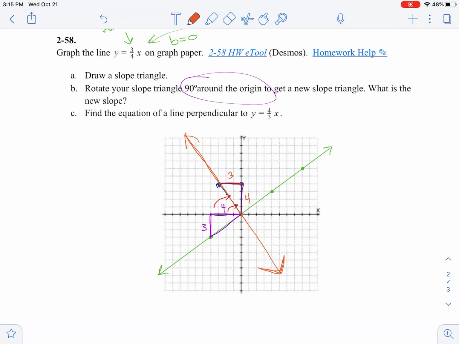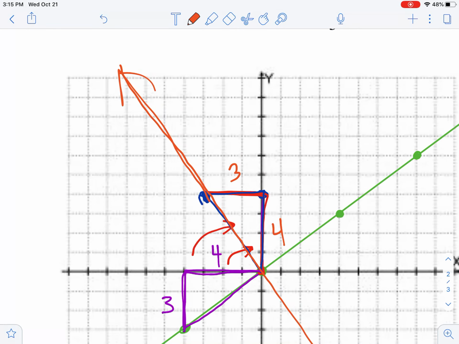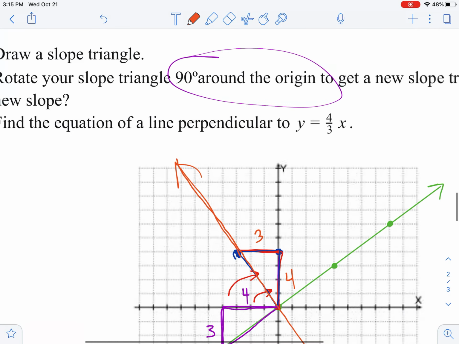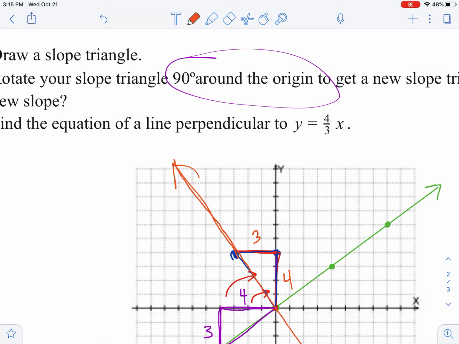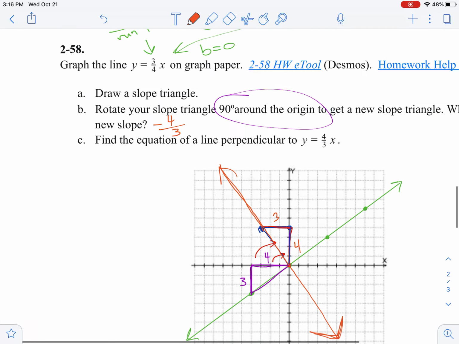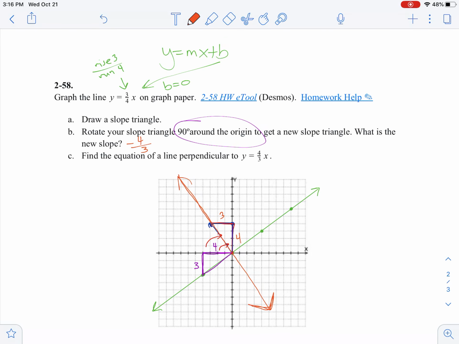The new slope is, remember, it's rise over run. And since we're going down 4, we need to say negative. So I'm going to say negative rise 4. So rise over run, so negative 4 over 3. And that makes sense because it's a negative slope and your orange line is going down.